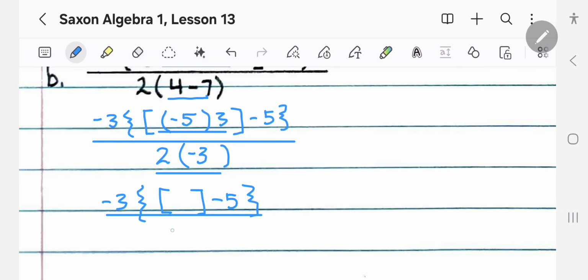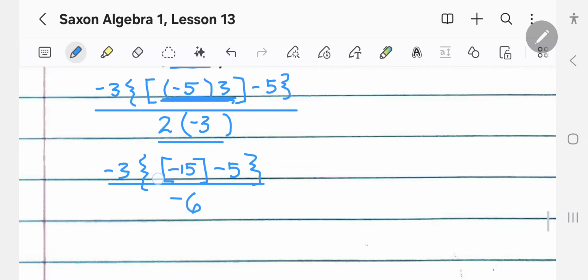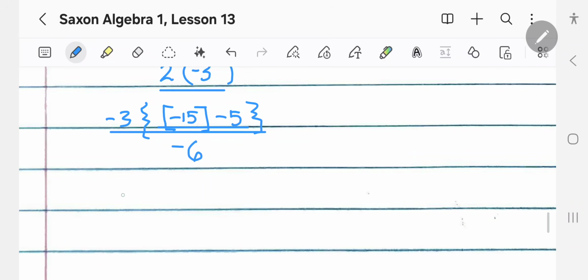And I'll do the bottom one first. 2 times -3 is -6. And then in the numerator here, this multiplication, -5 times 3 is -15. Then I can see that I can do this inside those braces. -3, I've got the braces, and there's going to be an answer in there, and I'm going to have a -6 under here. -15 minus 5 would be -20.